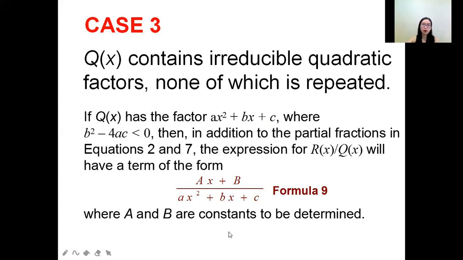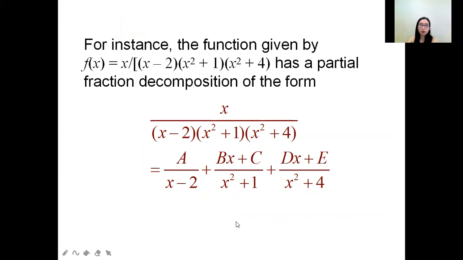If Q of x has the factor ax squared plus bx plus c, where b squared minus 4ac is less than 0, then in addition to the partial fractions in equations 2 and 7, the expression for r of x, or the remainder over the denominator, will have a term in the form of ax plus b over the quadratic equation ax squared plus bx plus c, where a and b are constants to be determined.